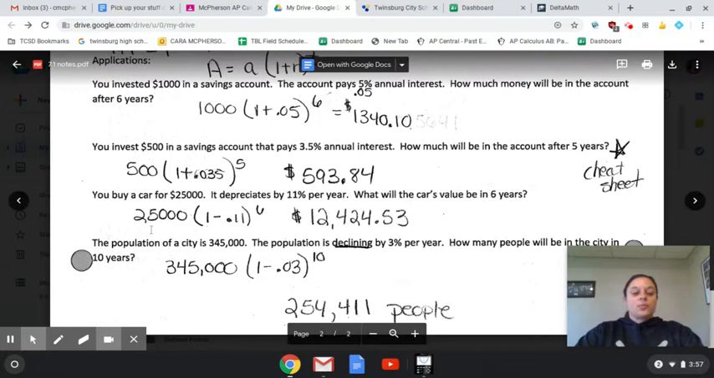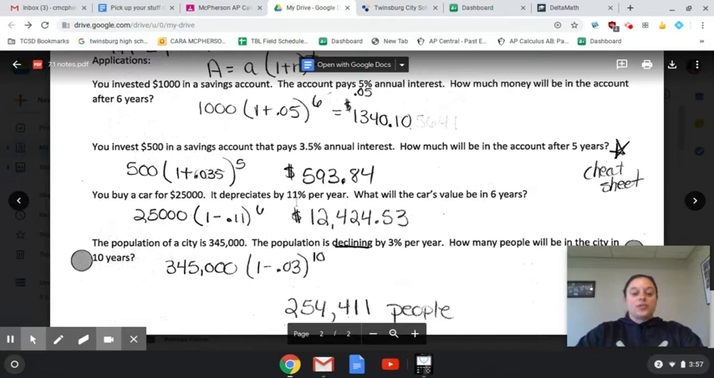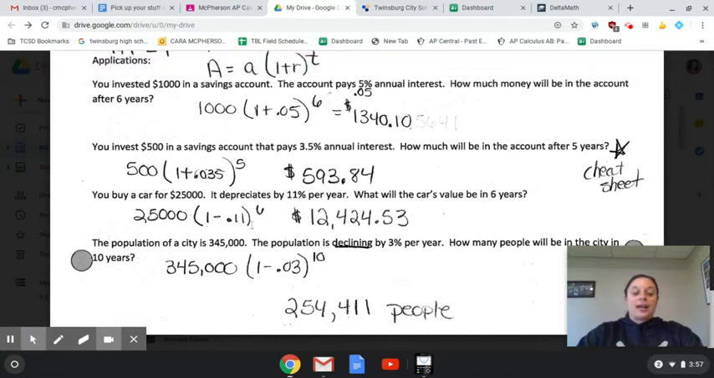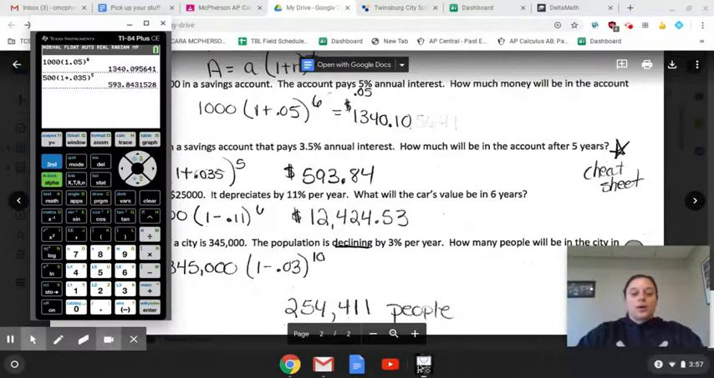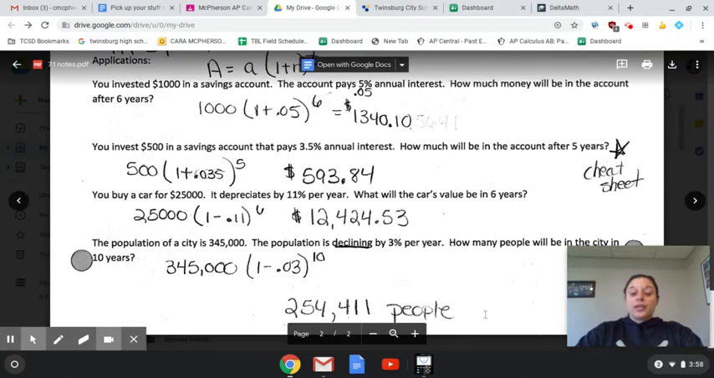So this time we have a $25,000 car, that's your initial amount, and it's depreciating by 11%. So you're going to subtract 0.11 instead of add it. On my calculator, you have 25,000, parentheses, you can type in 1 minus 0.11, or you might be able to do that in your head and say, well, I know that's 0.89. And then your exponent button, and it wanted to know how much the car is going to be worth in 6 years. So that's our time for our exponent. In 6 years, sadly, the car is about half of its original value, $12,424.53.